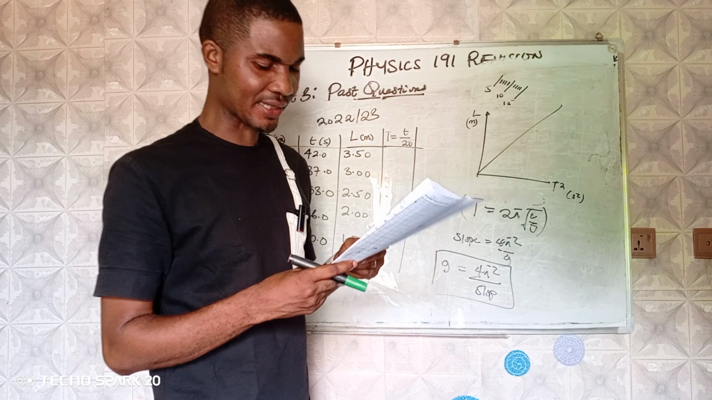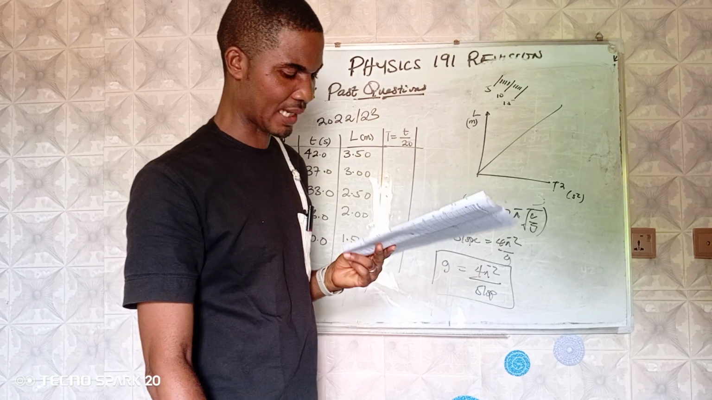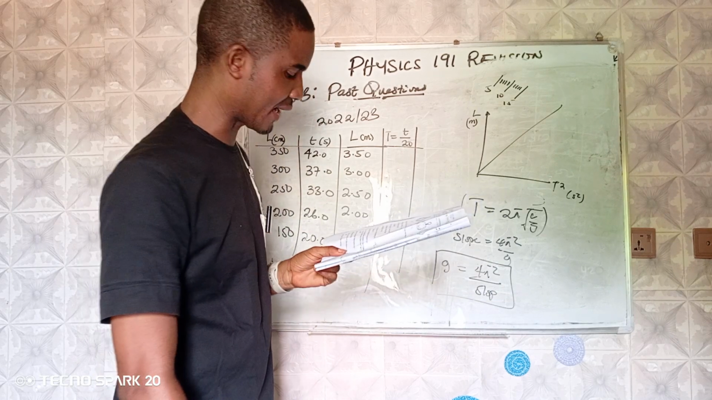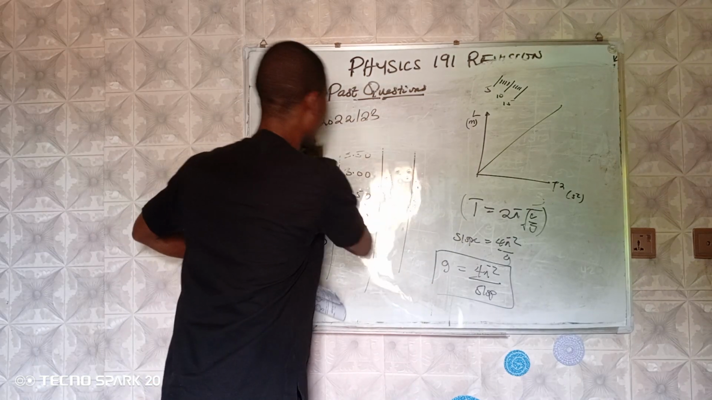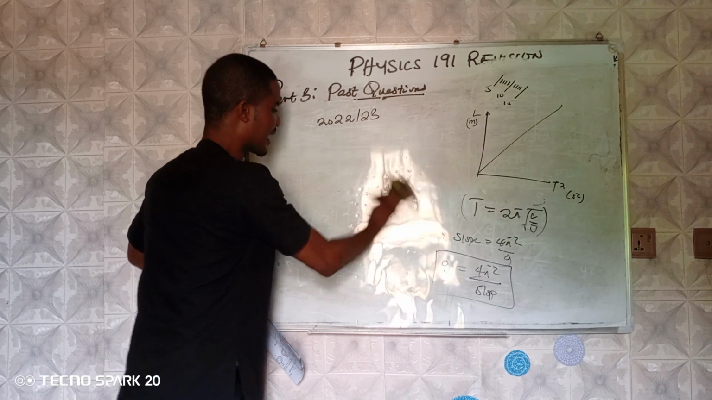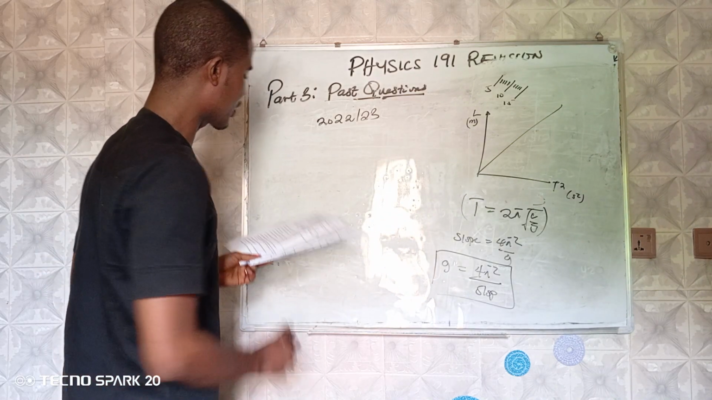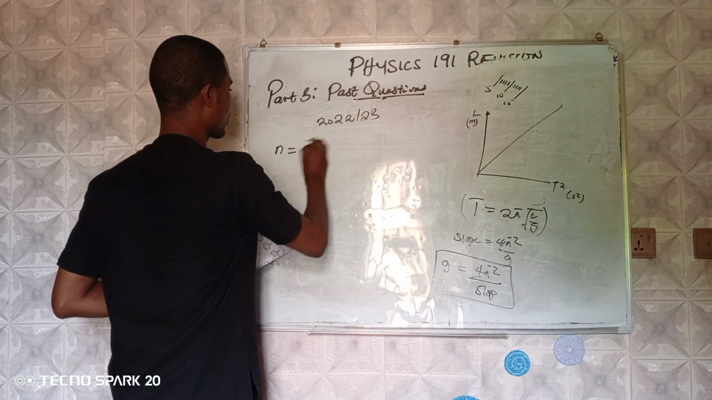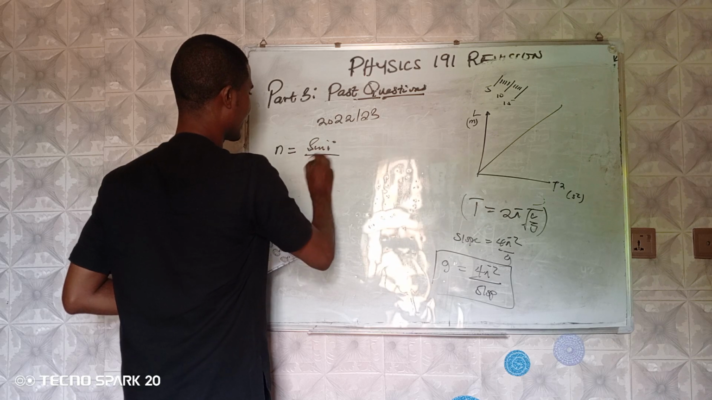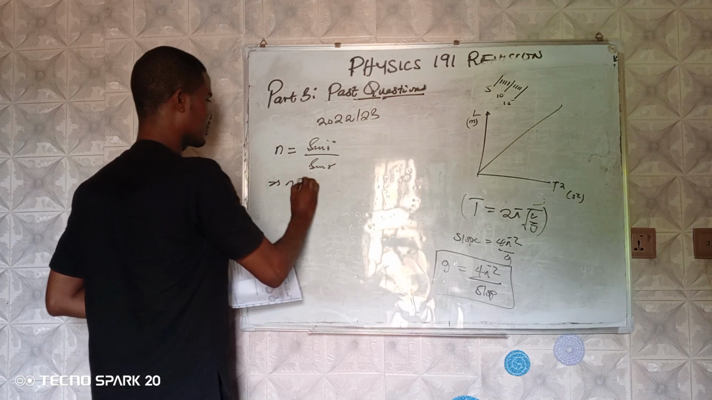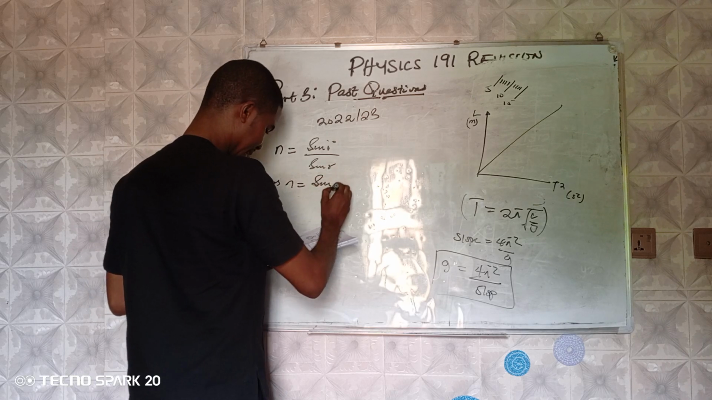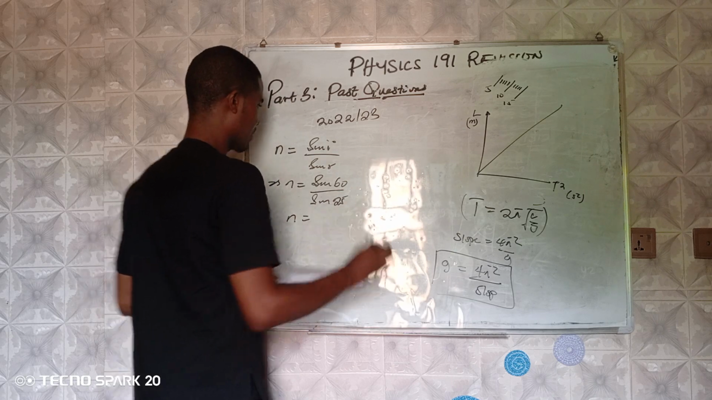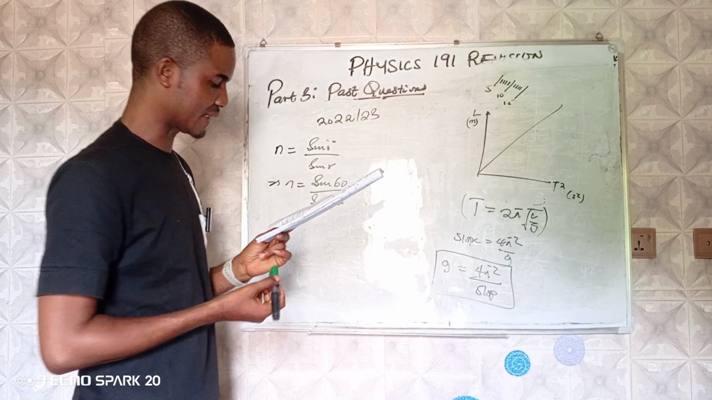In an experiment to determine refractive index of a glass using rectangular glass block and optical pins, if the angle of incidence and that of the refraction is 60 and 25 respectively, calculate the refractive index of the glass. Okay. Remember that Snell's law says that the ratio of the sine of angle of incidence to that of refraction is a constant, and that constant is known as what? Refractive index. So n is equal to sine i over sine r. And refractive index n equals sine 60 over sine 25. Whatever you get there becomes your refractive index.